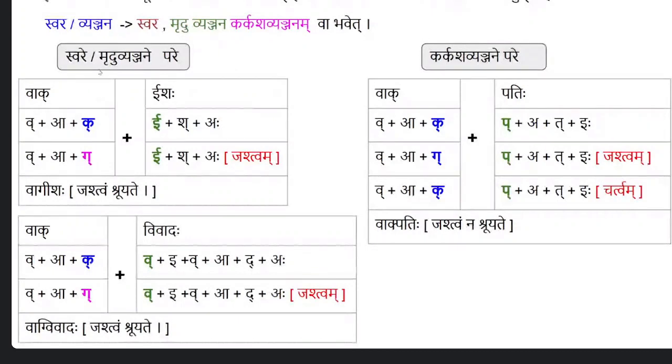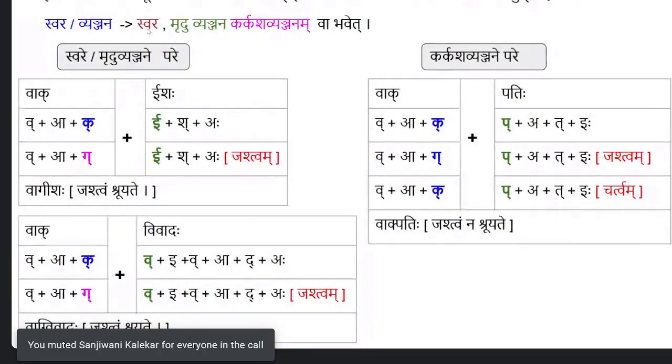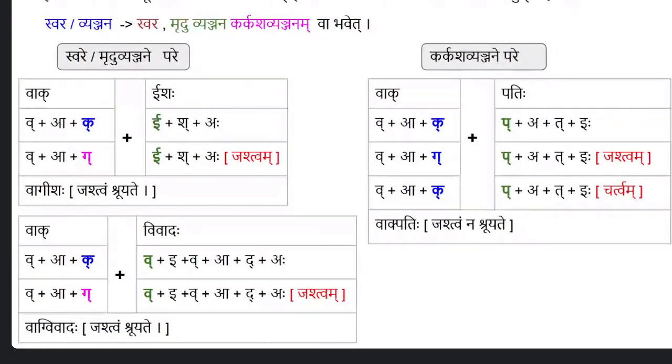Okay, so the definition will be, see, if I say Sware or Mridhivyanjane Pare Jastvam Bhavati, everywhere you can feel it. If it is a karkasha vyanjana, since it's going back, the definition they have given is as if Jastvam is happening only on swara or mridhivyanjana. But in reality, if you look at the sutra, you will understand that Jastvam happens everywhere. It's just that it goes back because of karkasha vyanjana to its original.